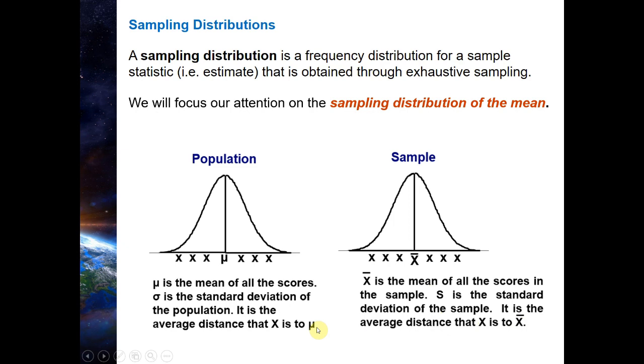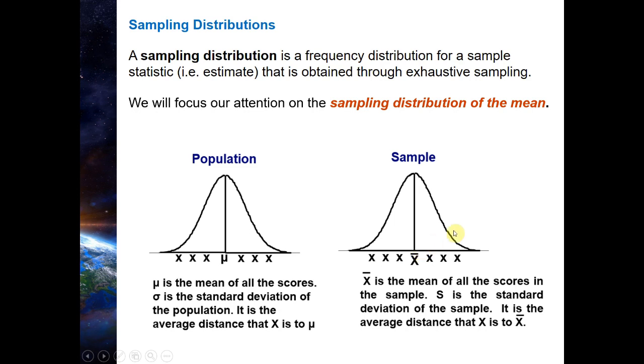We wouldn't use mu because mu is if you have a population. We use x bar if you have a sample. So here the standard deviation is the average distance x is to x bar. And again, if all these x's are clustered or clumped together, then the average distance x is to x bar is going to be small. But if these x's are all spread out, a lot of dispersion, then the average distance x is to x bar is going to be much greater.